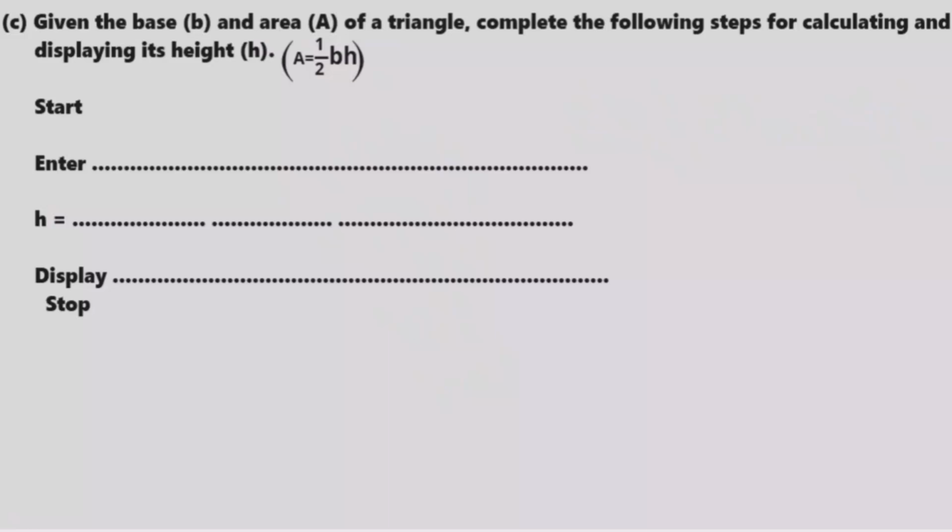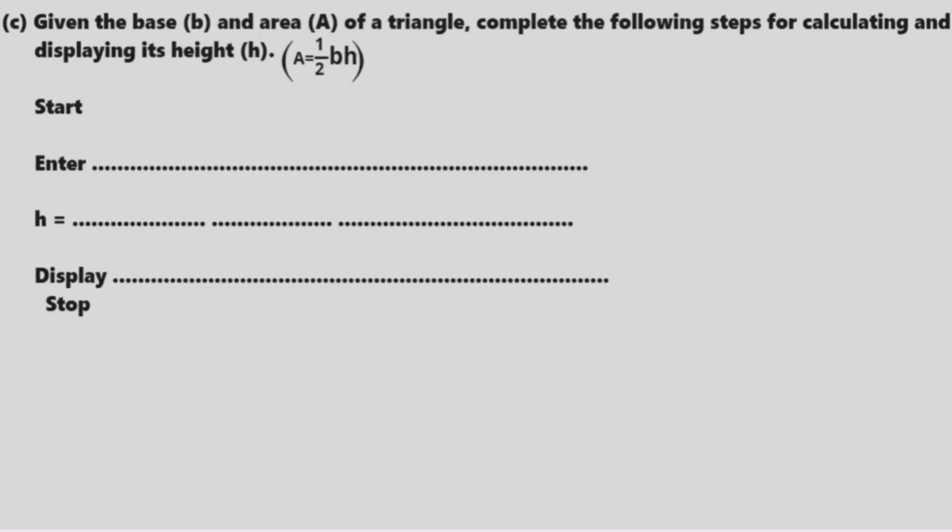Question 6C was as follows. Given the base B and area A of a triangle, complete the following steps for calculating and displaying its height, h. We take note that the formula for area is equal to 1 over 2 BH. Okay, so that's the information we are given.